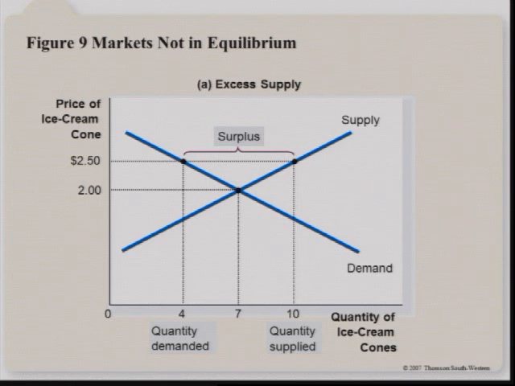6. Good. On the quiz tomorrow and on the test, when I ask you at the price of $2.50, how much of a surplus is there? You're going to look at these two numbers. You're going to ignore the 7 because the 7 corresponds with the market clearing price of 2. The question's asking about $2.50, you ignore this. And you're just looking at that 4 and that 10.